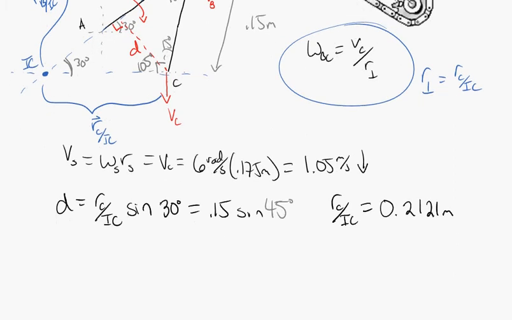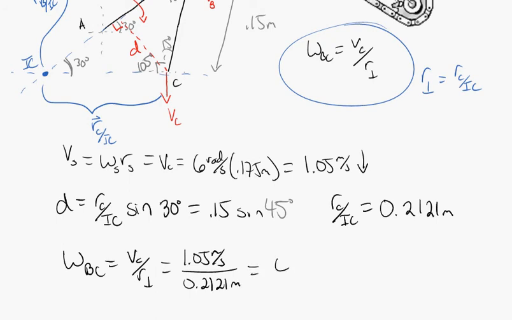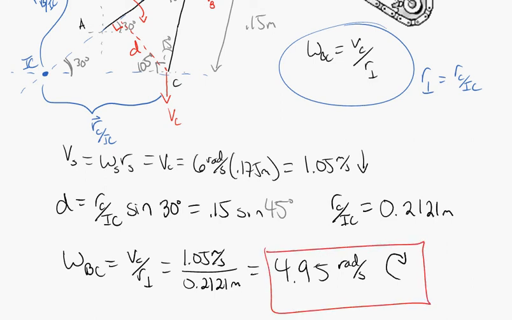Now we have both unknowns and we can plug those into our equation. We find that omega of BC equals 4.95 radians per second, and this is going, as stated before, in a clockwise direction. And this is the final answer to problem 16-108.